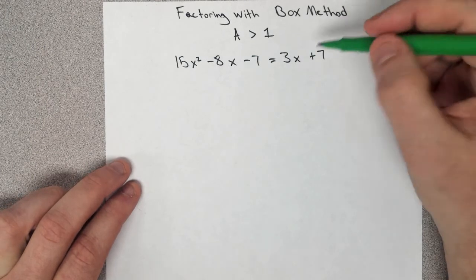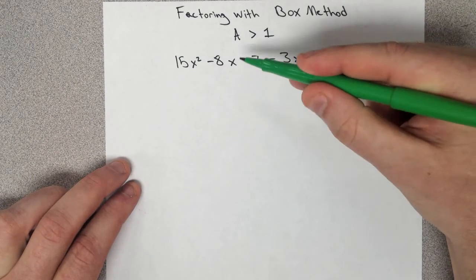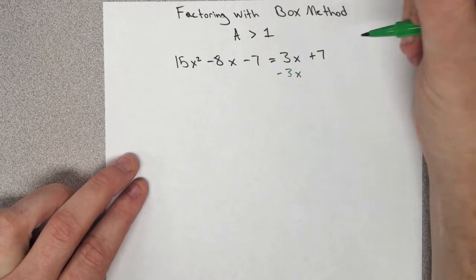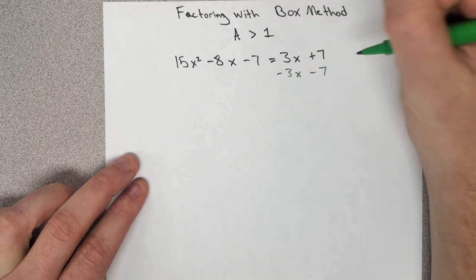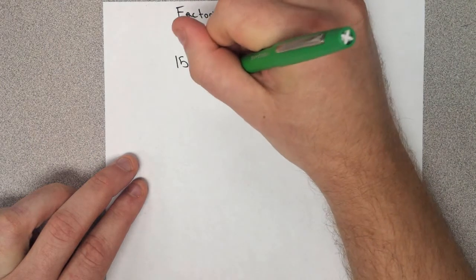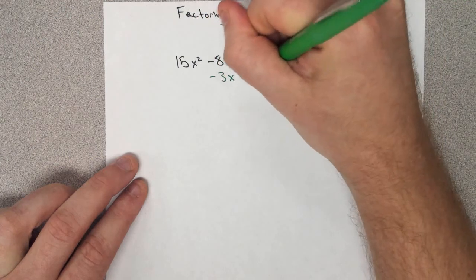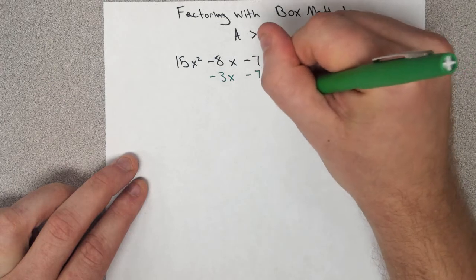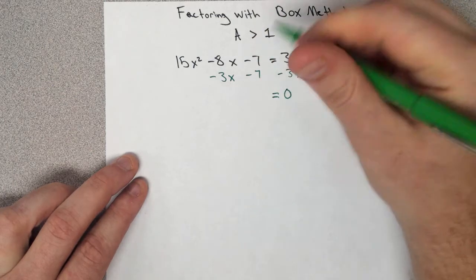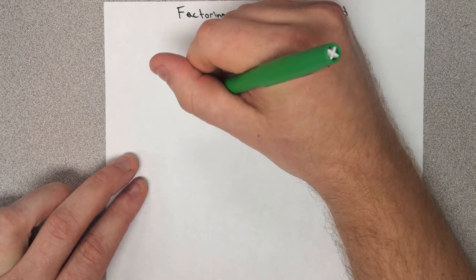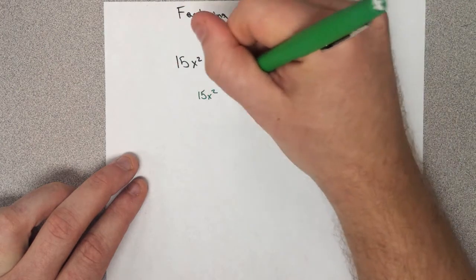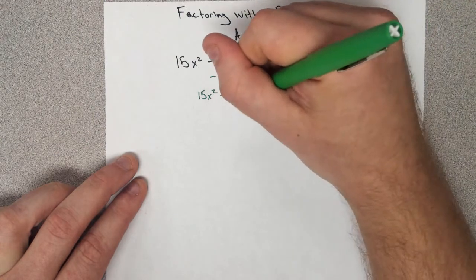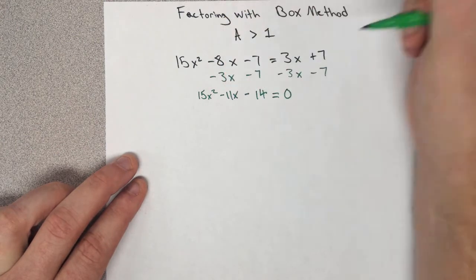So I would want to move everything from this side to the other side of the equation by performing the opposite operation. So I'll subtract 3x from this side. I'll also subtract that 7. What I do to one side of the equation, I have to do to the other. So that means everything over here is going to reduce down to 0. And then what I'm left with on this side is 15x squared, negative 8x and negative 3x is negative 11x, negative 7 and negative 7 is negative 14.